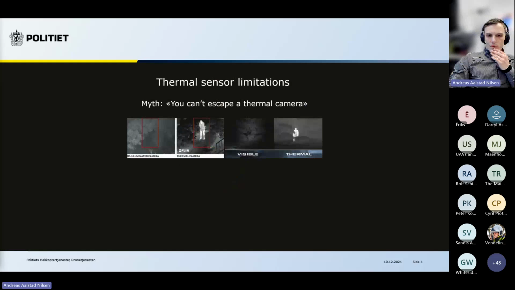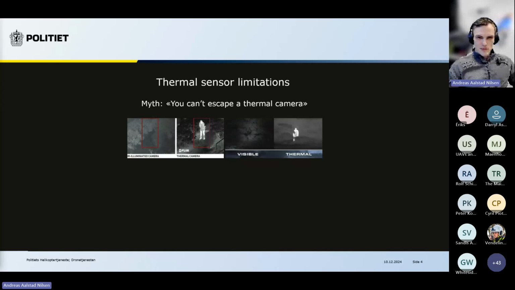To start off, we need to debunk some myths about thermal cameras. I'm sure many of you have used a lot of thermal cameras and know these things well. Others might not. We've all seen the ads and the movies. Seemingly, you can't escape a thermal camera.